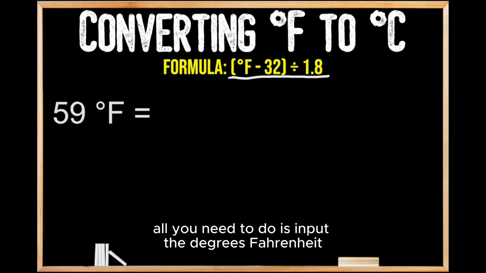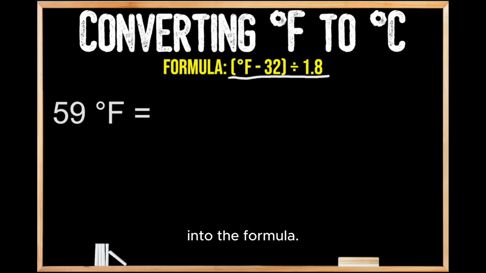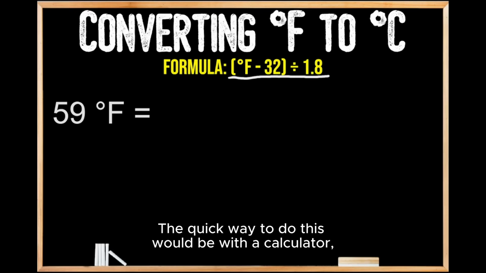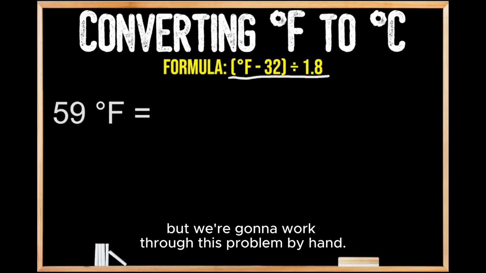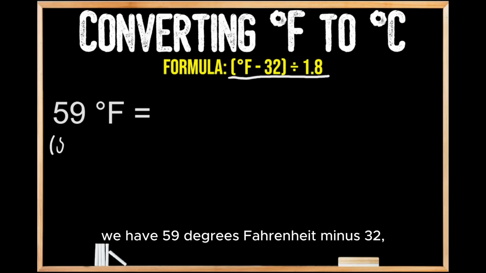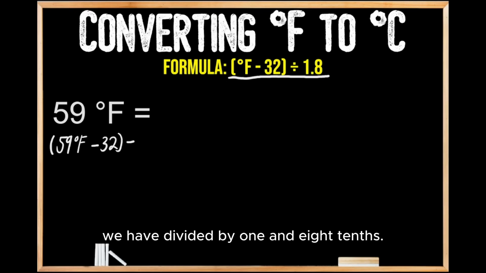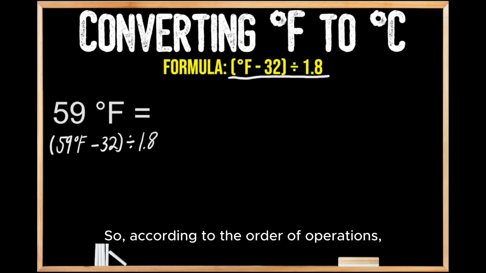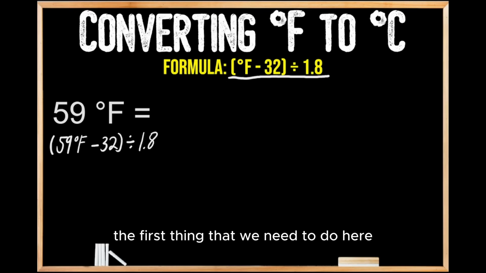All you need to do is input the degrees Fahrenheit into the formula. Hint, hint, the quick way to do this would be with a calculator, but we're going to work through this problem by hand. So we're going to rewrite this formula down below. Inside of our parentheses, we have 59 degrees Fahrenheit minus 32, and then outside of the parentheses, we have divided by 1 and 8/10. So according to the order of operations, the first thing that we need to do here is we need to figure out inside of the parentheses.